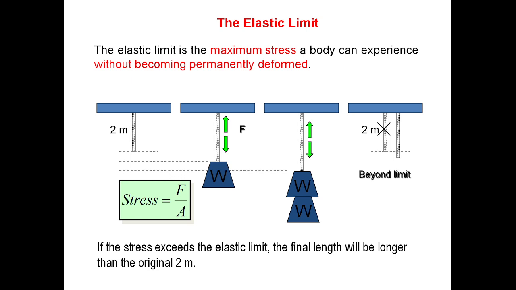If the stress exceeds the elastic limit, the final length will be longer than the original 2 meter. For example, if the wire breaks at 3.5 meter, with an original length of 2 meter, then the length of 3.5 meter is the elastic limit for that particular wire.